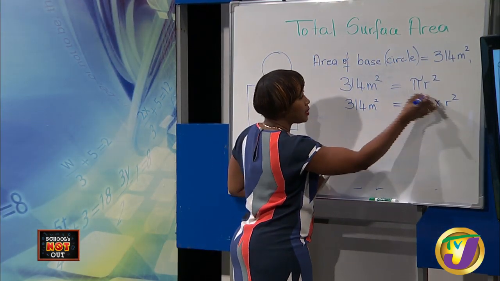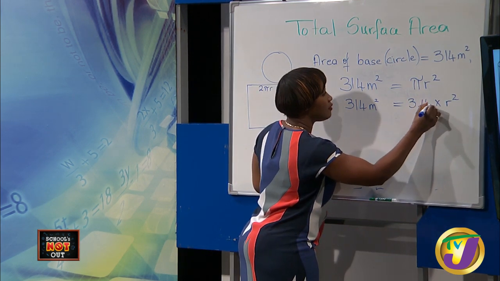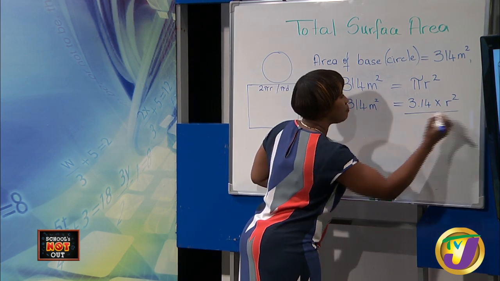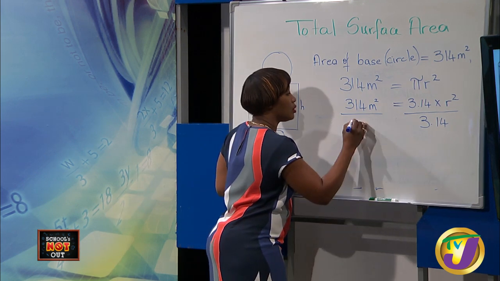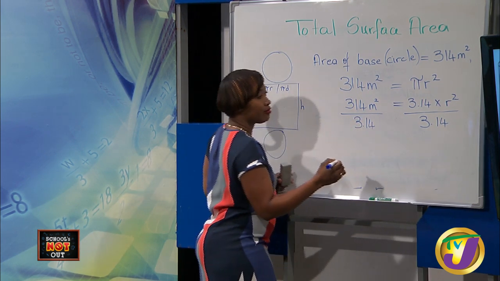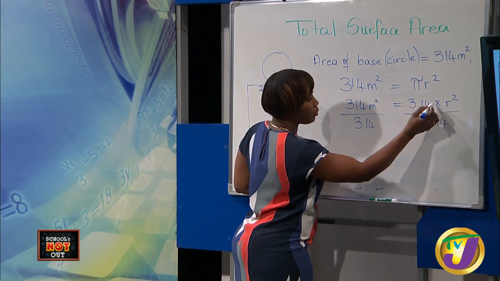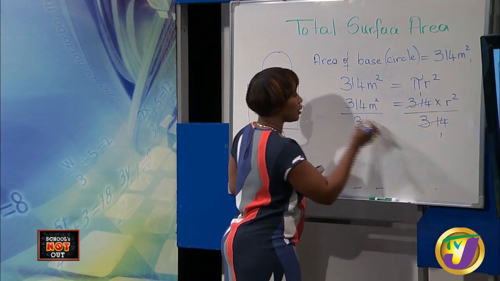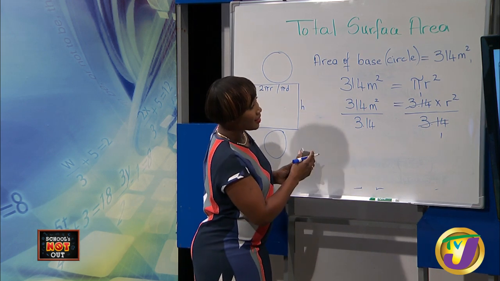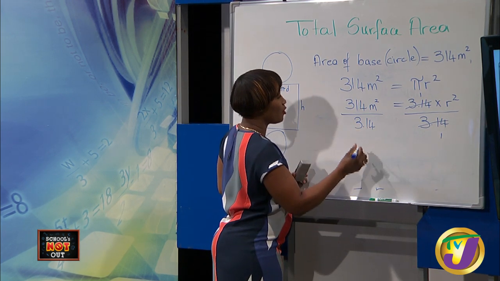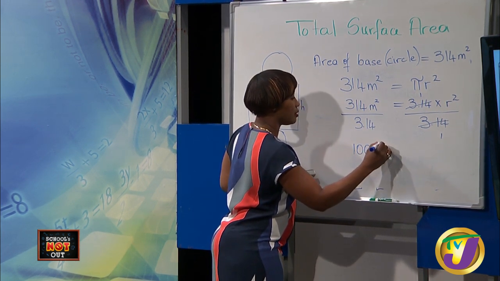So the opposite of multiplication, as what is being done here, is division. So we are going to divide both sides by 3.14 because we want r all by itself. We want r to stand on its own. So 3.14 divided by 3.14 gives us 1. 314 square meters divided by 3.14 will give us, yes, 100 square meters.